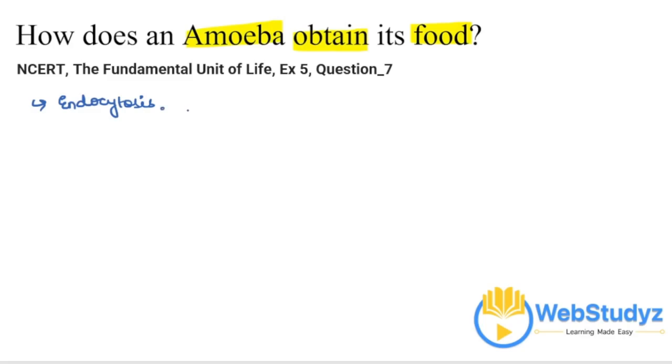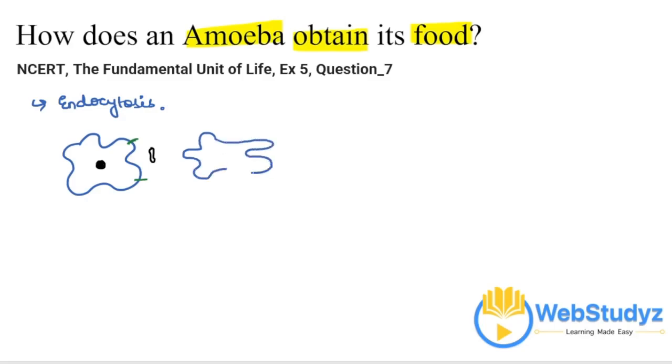The cell membrane of the amoeba is very flexible. Like if I draw an amoeba for you, the cell membrane of the amoeba is very flexible. It has a nucleus in the center, and if supposedly there is a food particle over here, then this flexible cell membrane stretches itself around that food particle to engulf it, because the cell membrane is really flexible.